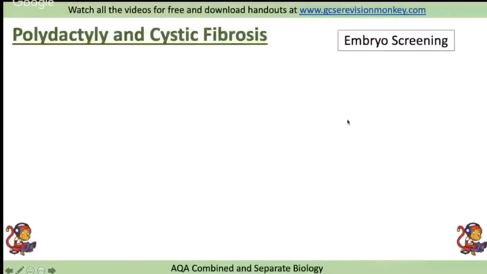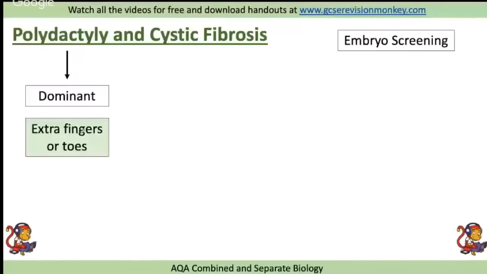Polydactyly and cystic fibrosis are 2 disorders that you need to know about in this genetics topic. Polydactyly is a dominant allele. So if somebody has the allele for polydactyly, they will have this disorder. And this disorder means that somebody has extra fingers or toes. So this will happen to a few people at birth, and they'll just get removed straight at birth, their little extra digit that they've got.